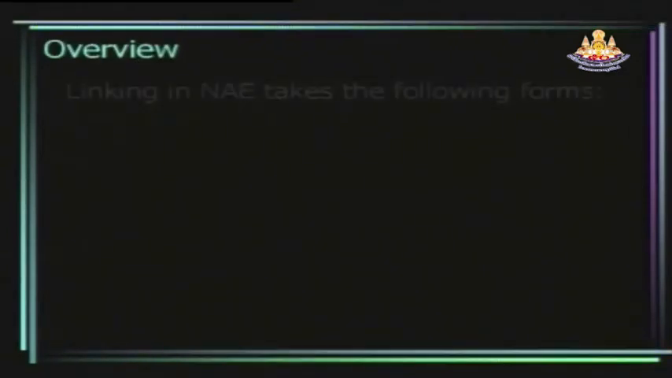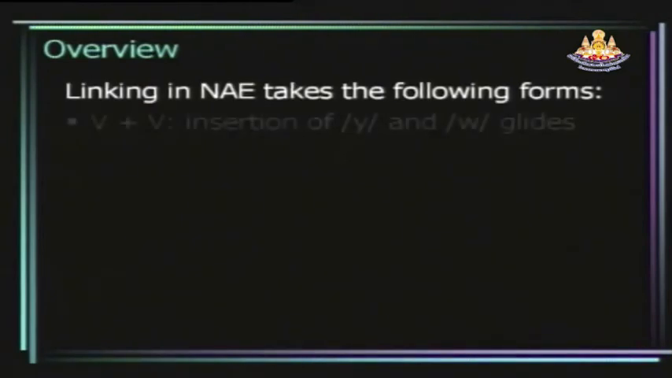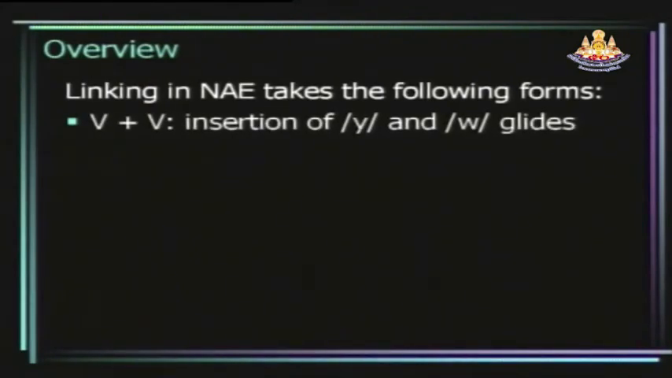We have a number of different rules for when we link in English. So linking in English takes the following forms. 1, we can link two words together, one which ends with a vowel, the other which begins with a vowel. And when we have this sequence, we link together with either y or w. So that's rule number one, and I'll tell you more about this in a minute.